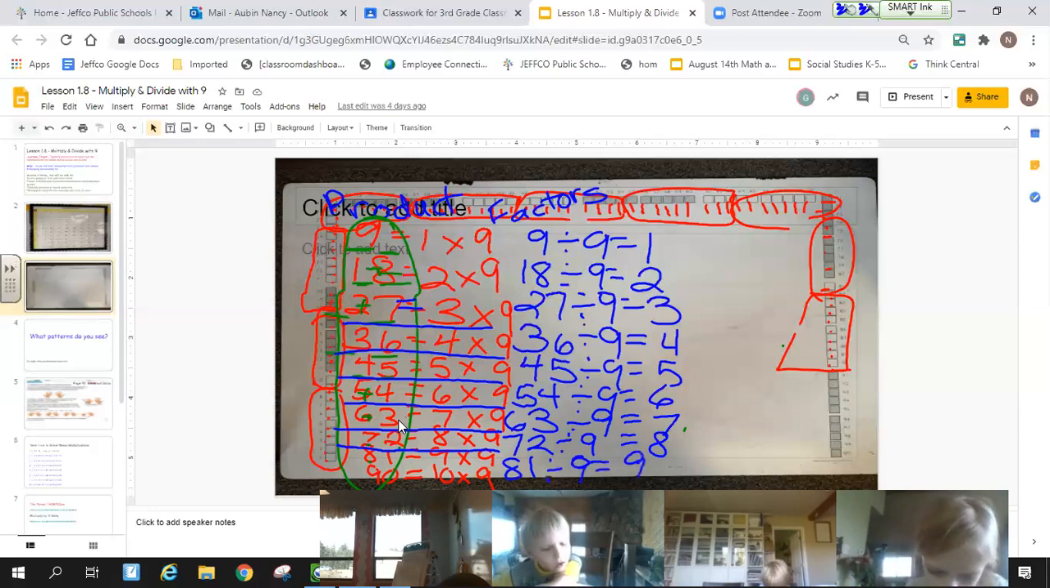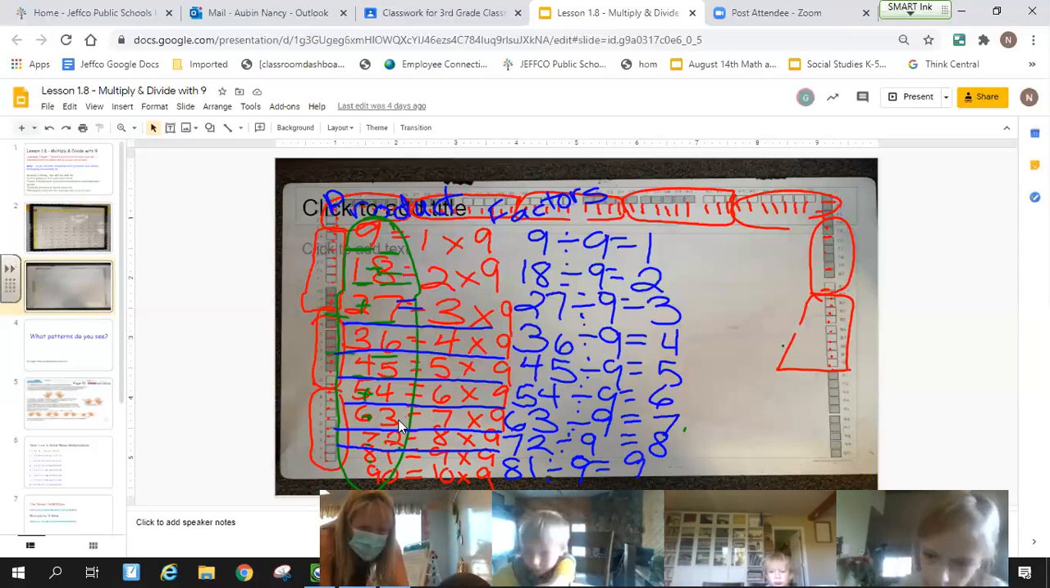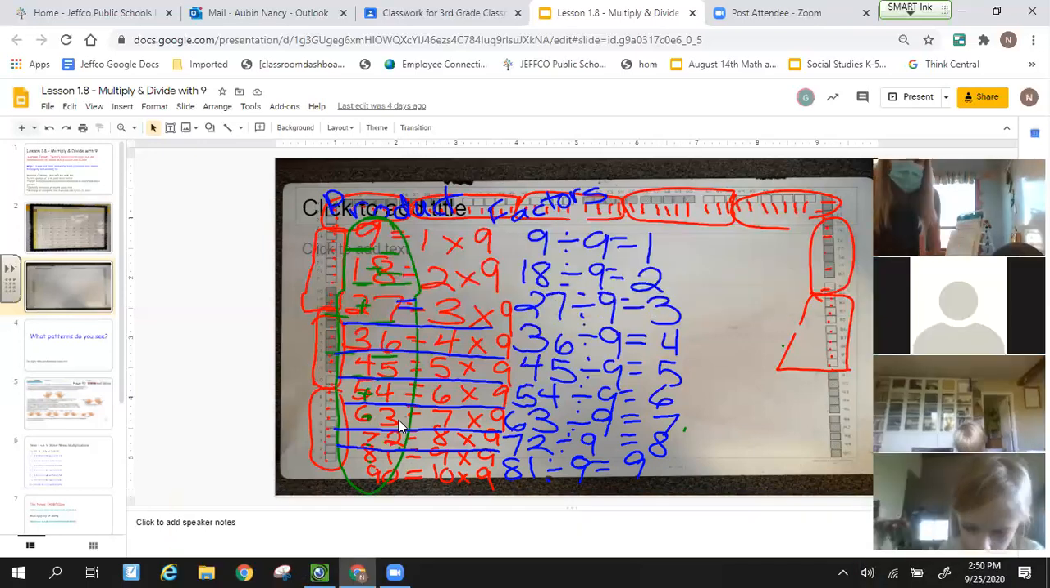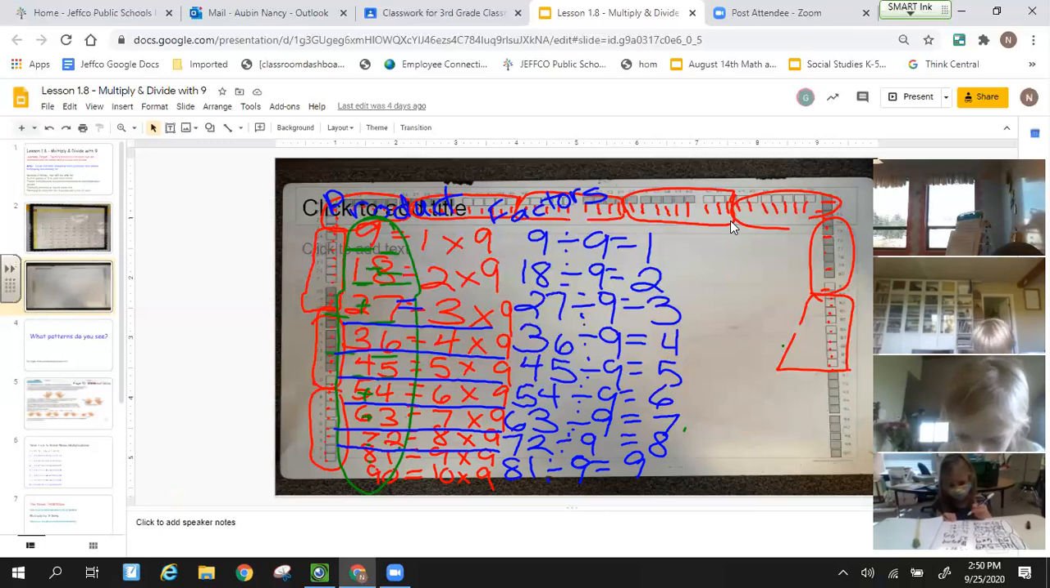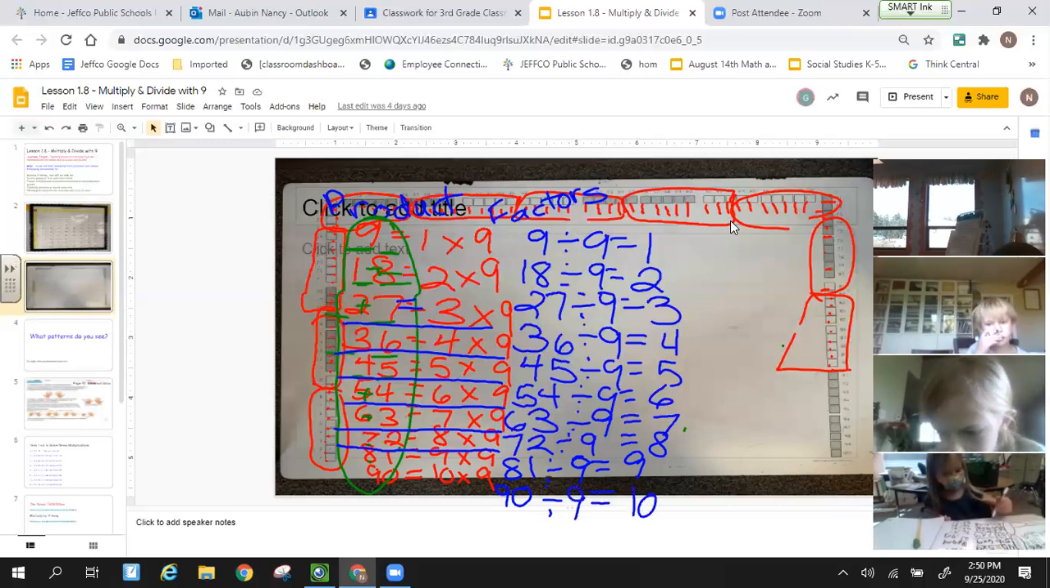And then I gotta move these people over. If we know 90 equals 10 times 9, Finn, what do we know about the division? Did you do it? I'm almost done. I haven't got to that one yet. Okay. 90 divided by 9 equals, Charlie, let's get going, bud.